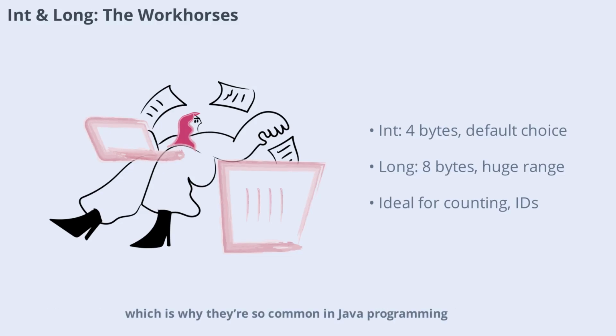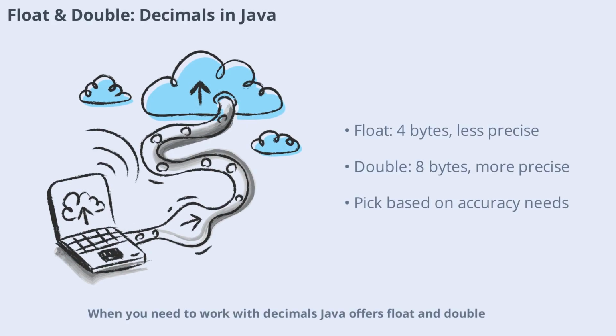When you need to work with decimals, Java offers float and double. Float uses 4 bytes and is good for saving memory when you don't need a lot of precision. Double, on the other hand, uses 8 bytes and is the standard for most decimal calculations because it's more precise. If you're dealing with scientific data, financial calculations, or anything where accuracy matters, double is usually the safer bet. Understanding the trade-off between memory and precision helps you choose wisely.